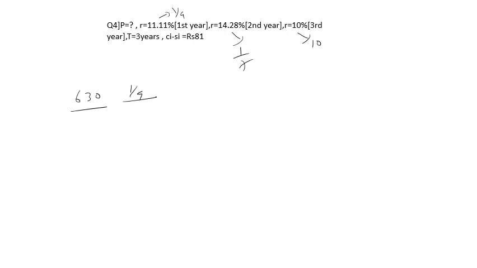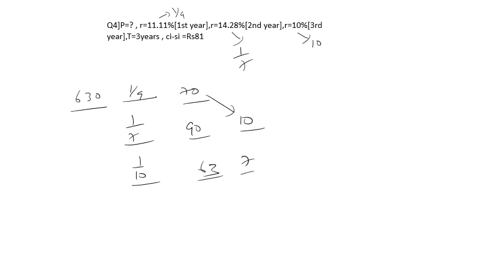First year is 1 by 9. 1 by 9 of this is 70. Second year is 1 by 7. 1 by 7 of 630 is 90, and 1 by 7 of 70 is 10. Now again 1 by 10. 1 by 10 of 630 is 63. 1 by 10 of 70 is 7. 1 by 10 of 90 is 9. 1 by 10 of 10 is 1. Okay, right.